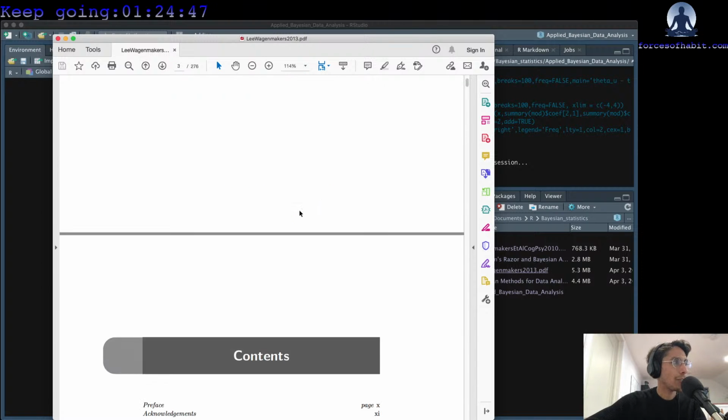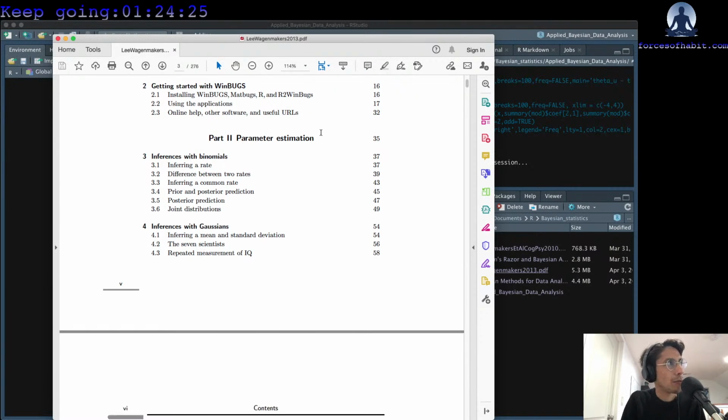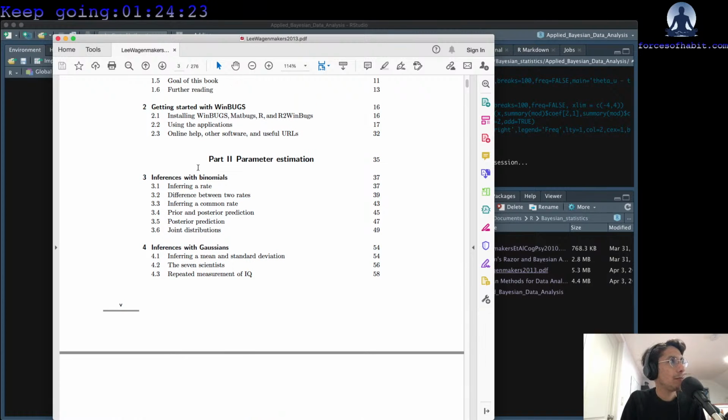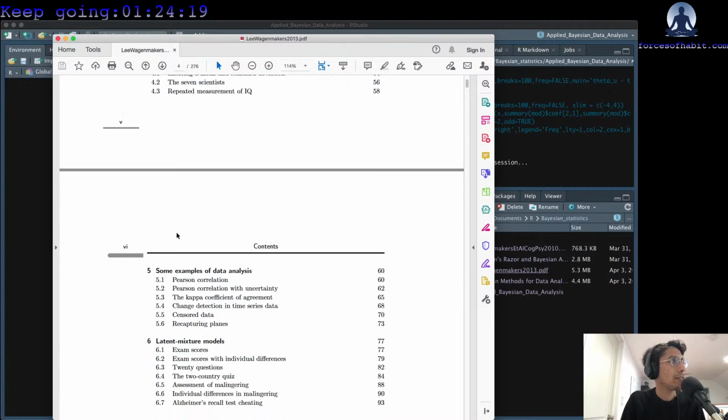I just practice going through each of the exercises in the textbook in order to start familiarizing myself with how we construct, using probabilistic programming, cognitive models that can inform our research questions. Thus far, I've gone through part 2, parameter estimation, where we looked at binomial rates and Gaussian processes.